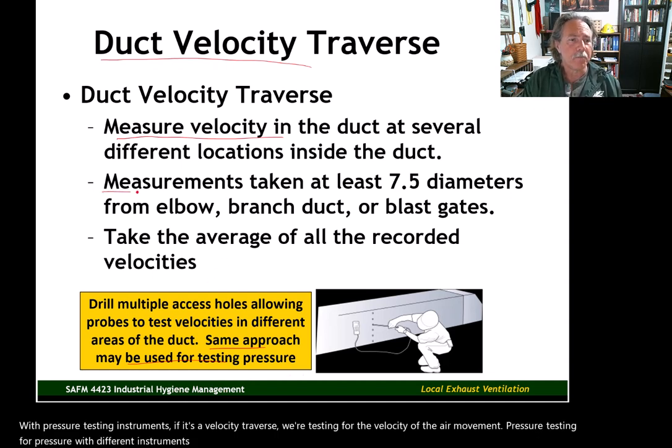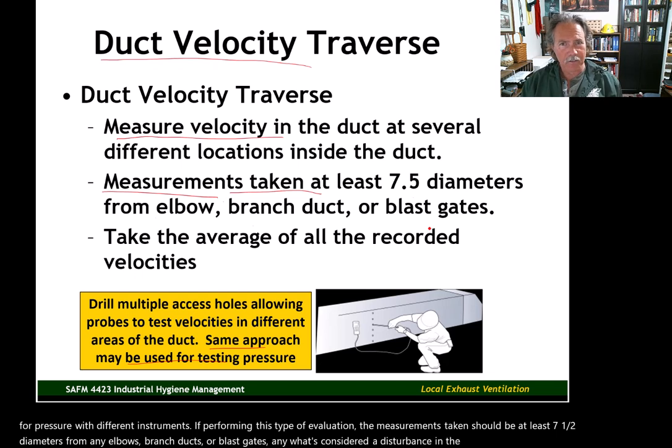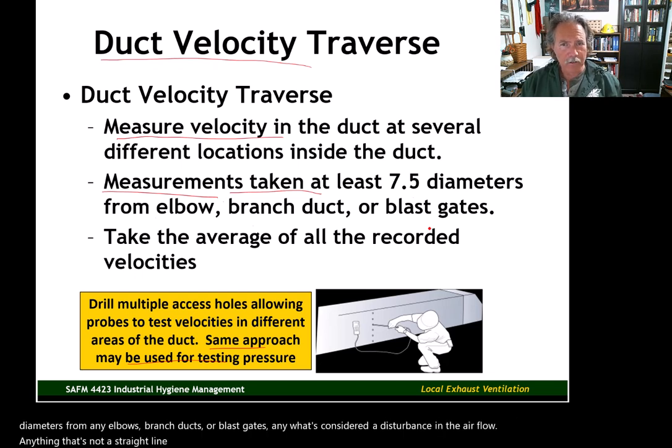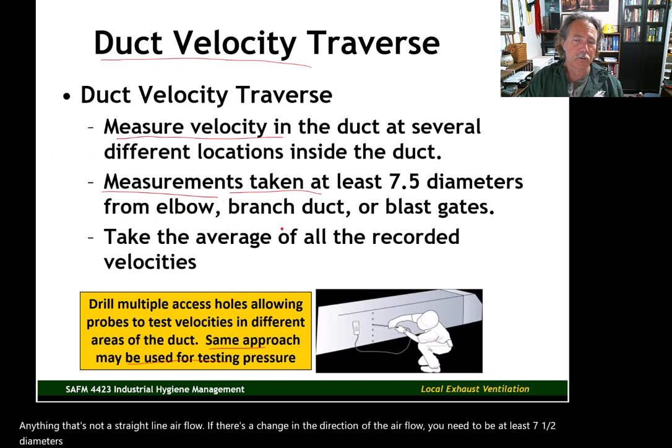Now, if performing this type of evaluation, the measurements taken should be at least 7.5 diameters from any elbows, branch ducts, or blast gates, what's considered a disturbance in the airflow, anything that's not a straight line airflow. If there's a change in the direction of the airflow, you need to be at least 7.5 diameters from that change in direction.